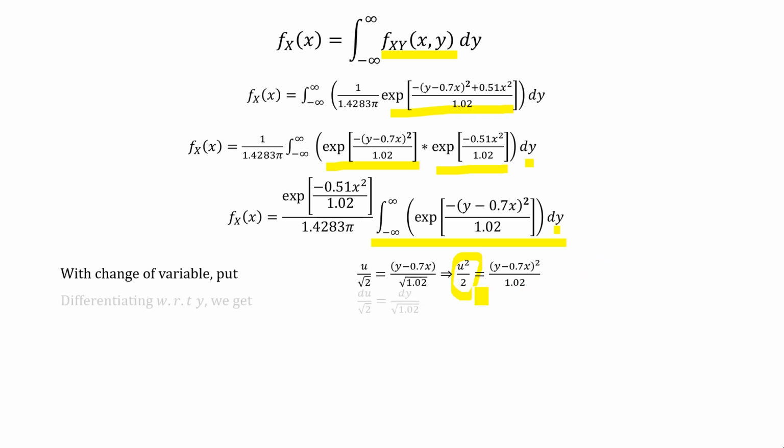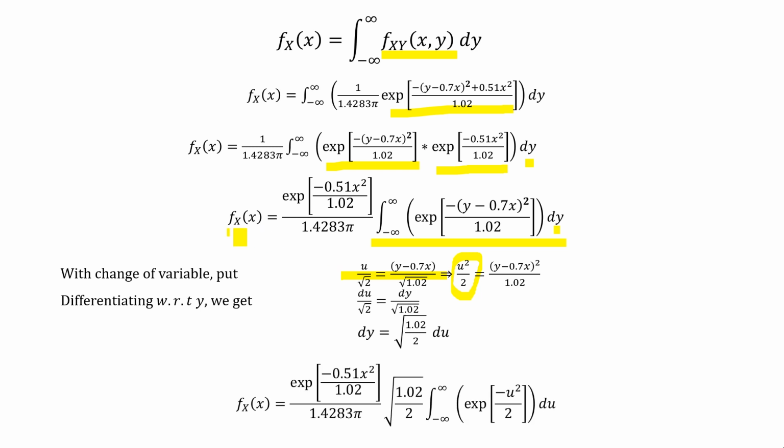Alright, so we have used a change of variable concept so that this dy should be replaced in terms of du. For that reason, differentiating this term, the differentiation of u is du divided by root 2, and the differentiation of y is dy. The differentiation of 0.7x is 0 because it is being differentiated with respect to y, so 0.7x acts as a constant. As a result, this dy can be replaced by square root of 1.02 divided by 2 into du.